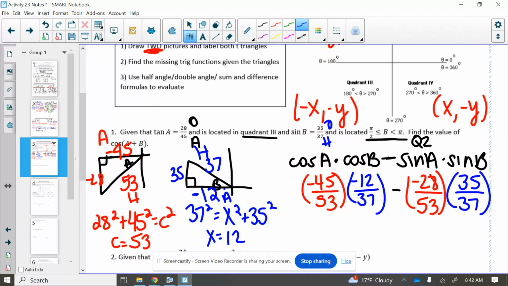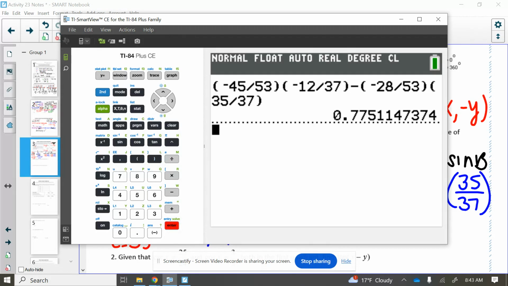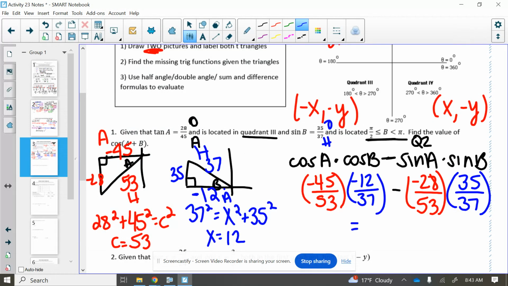Now from here, we can just type this in our calculator to simplify. So I'm going to take cosine of A, so negative 45 over 53, times cosine of B, and then I would subtract sine of A times sine of B. And then I'm going to make sure I turn my final answer into a fraction. And it's not pretty, but we get a final answer here of 1,520 over 1961.